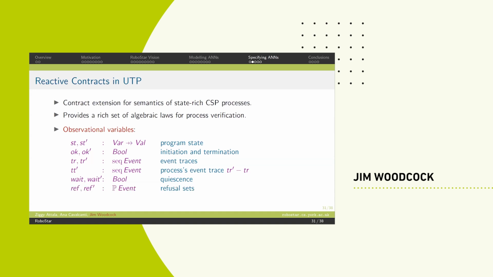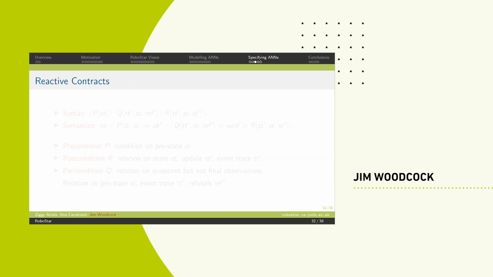There's refusal sets. In fact, ref is never used. It's only ever ref dash that is used here. And these are things that the process won't do next. So you see this is a state-based version of CSP, and would be a suitable semantics for a language like Alchemy.